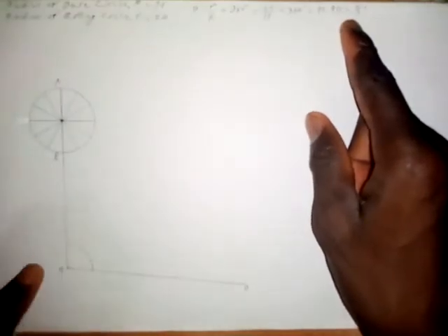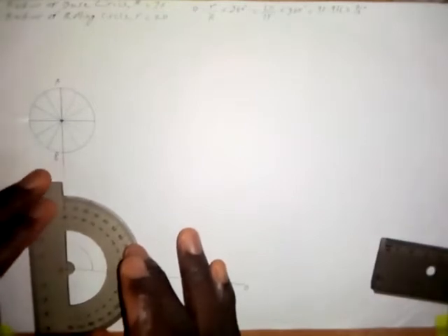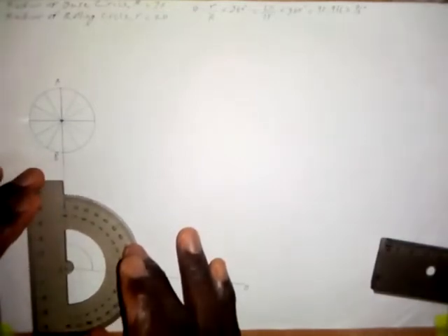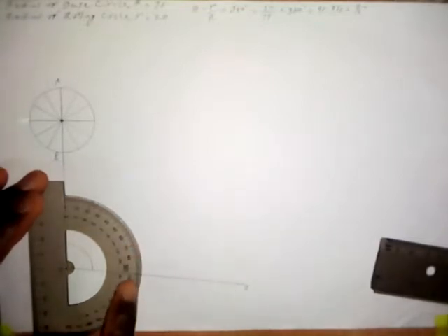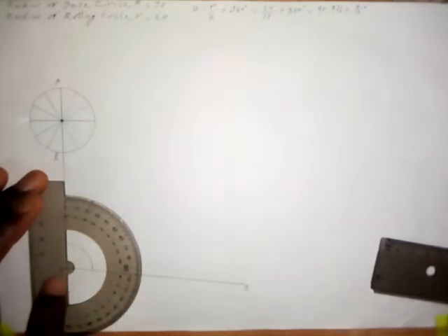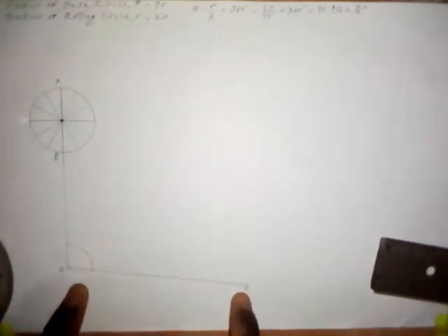So take 96 degrees, use your protractor. Set your protractor on this point as I've done here. And look for where you have 96 on your protractor. So this is 96, and I've drawn the line. So the line also is equal to 115 mm. Line OB is equal to 115 mm.